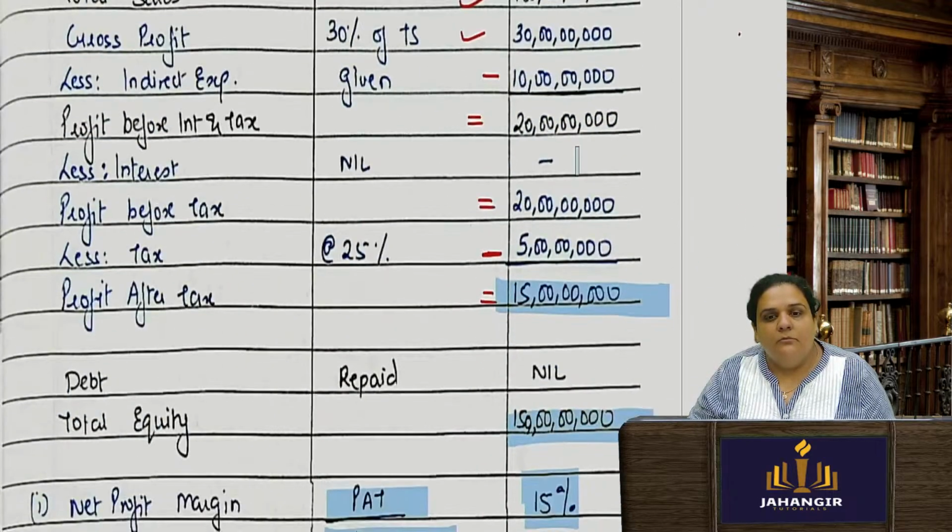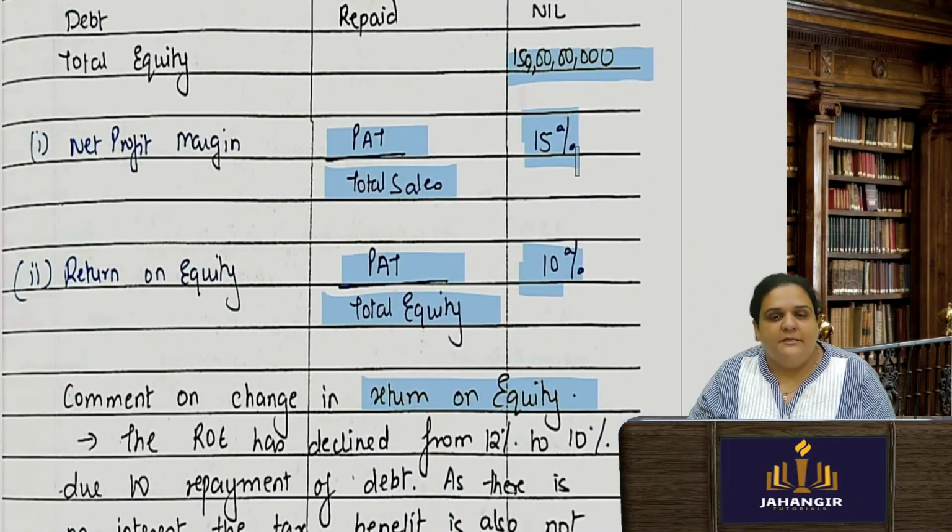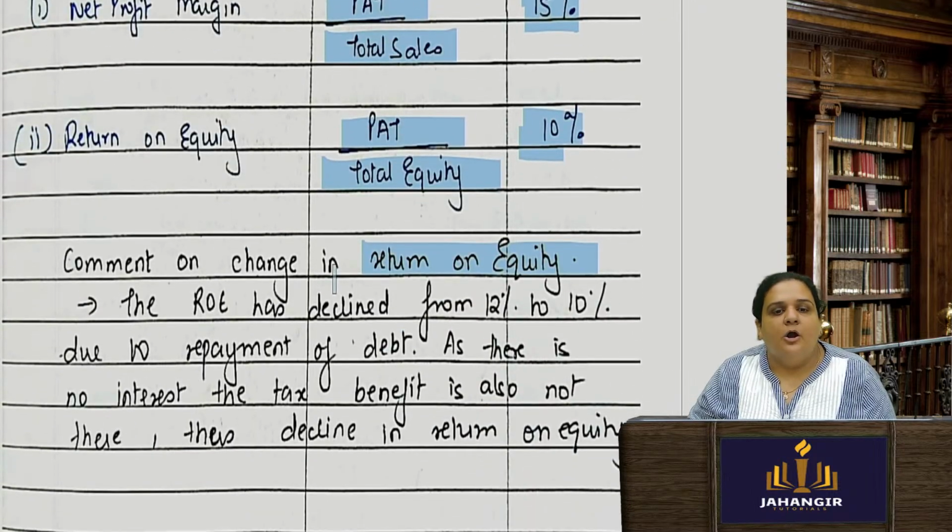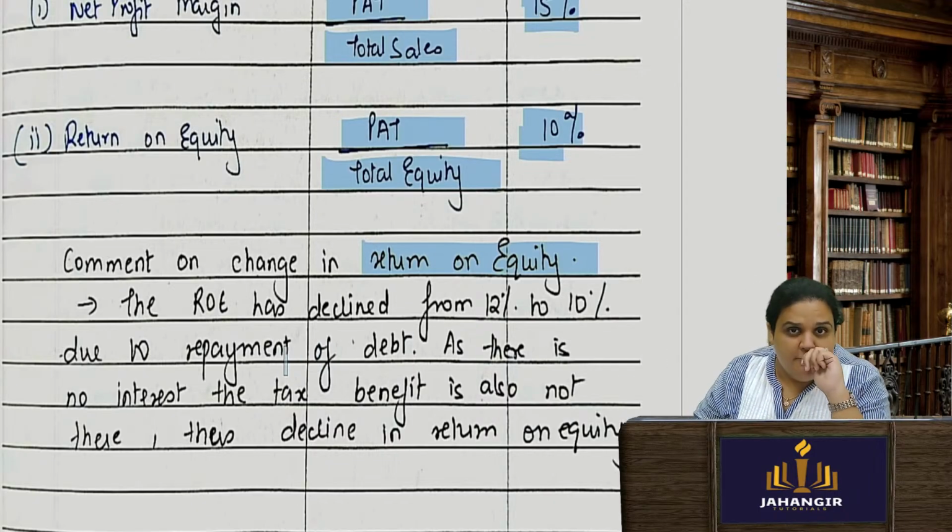But now, it has become 10%. Why so? Because you have repaid the debt. Since your debt is repaid, your number of shareholders has also become more. And there is no interest, so you cannot get some tax benefit.